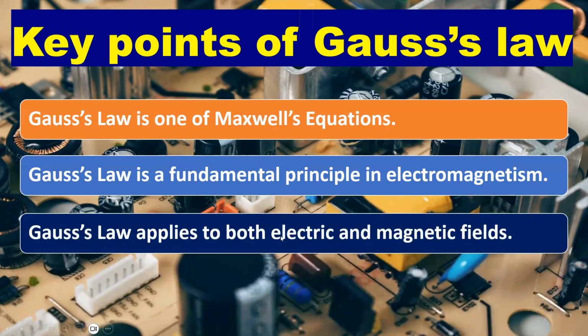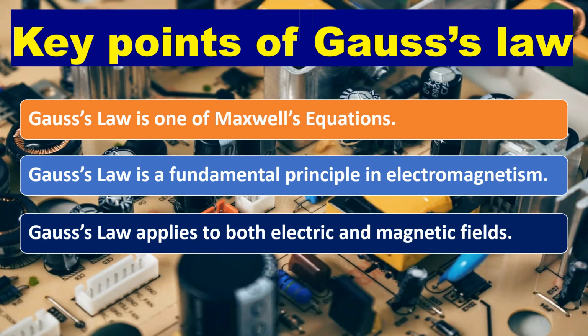The third important point about Gauss's law is that it applies to both electric and magnetic fields. In Maxwell's equations, one of the equations is Gauss's law for electric fields, and another one is Gauss's law for magnetic fields. One for the electric field and another for the magnetic field. So actually there are two Gauss's laws in Maxwell's equations.